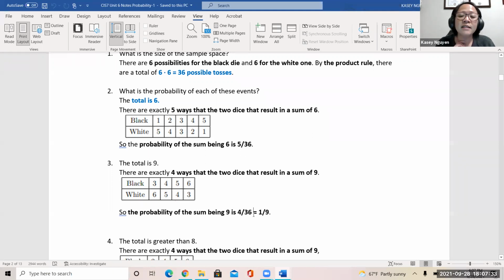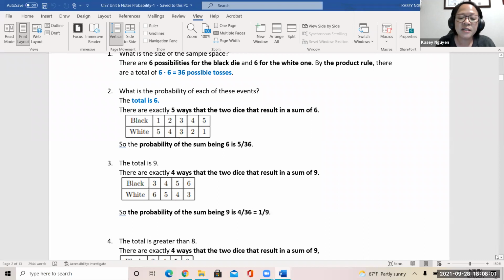So at the casino, if I want to make sure that I can get a total of 9, I would need to make sure that I pay for at least 4 tosses in order for me to at least get one total of 9, right? Because I know that I would have 4 possibilities out of 36. That's going to give me a total of 9.